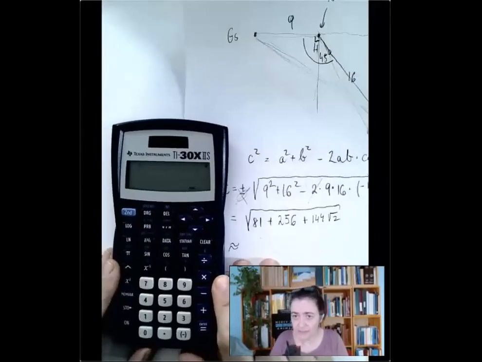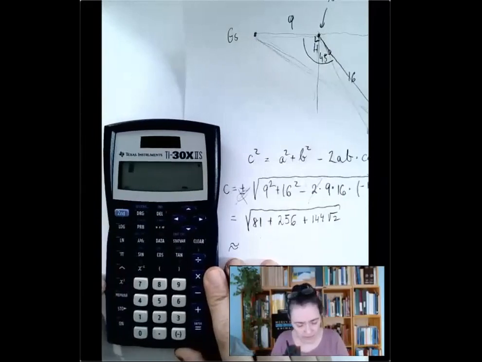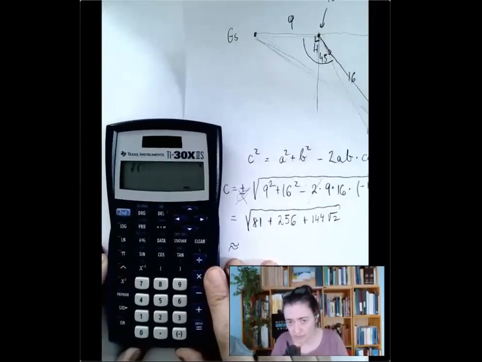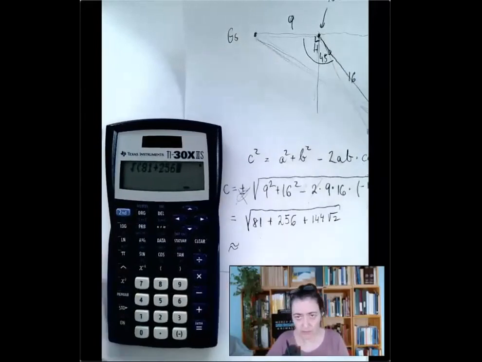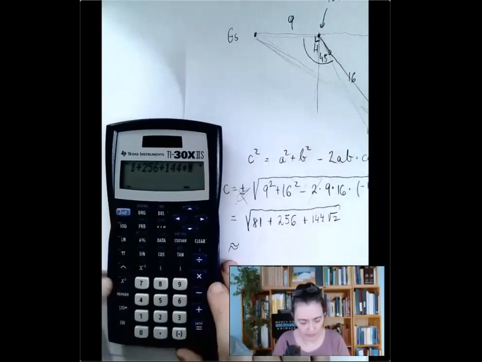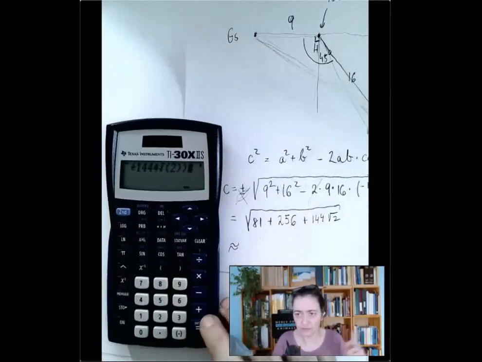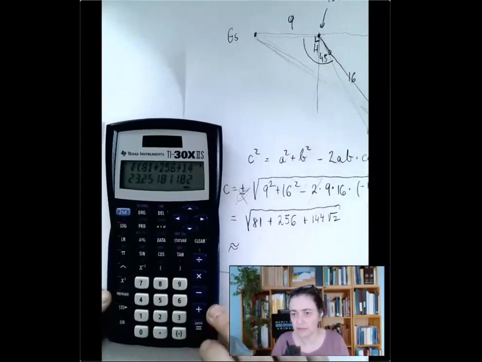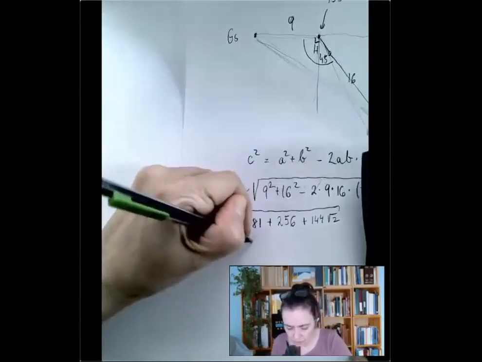And again, we're expecting a number greater than 16. So we say square root, and that square root opens a parenthesis. We're going to have to close that one. 81 plus 256 plus 144 times square root of 2. Close the inner parenthesis, and then there is one more, the very first one we opened. And there we go, 23 and change. Looks reasonable.